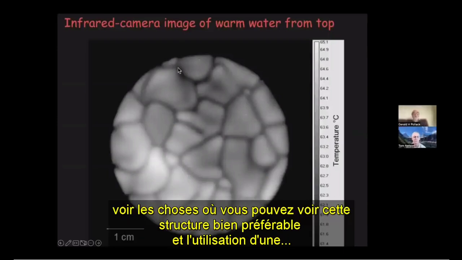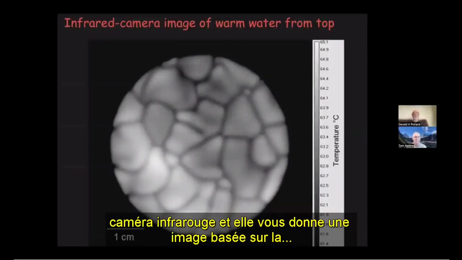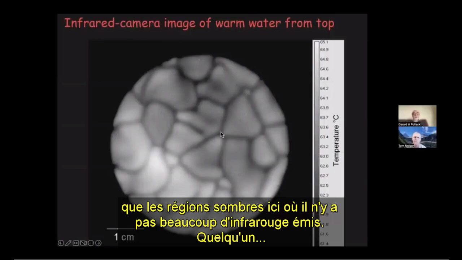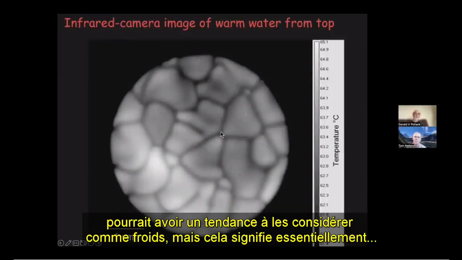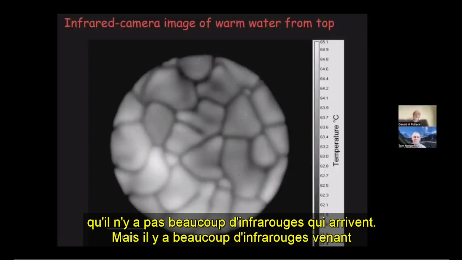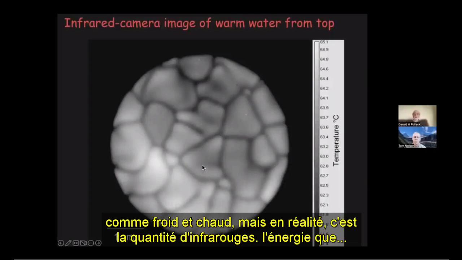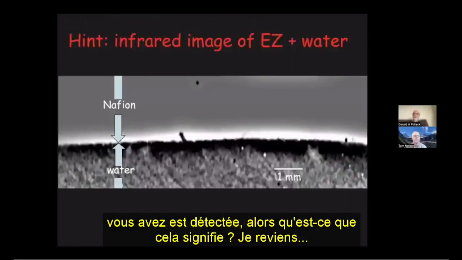Now, another way of looking at it where you can see this structure a lot better is using an infrared camera. And the infrared camera gives you an image based on how much is being emitted in terms of infrared wavelengths. And you can see that the dark regions here, there's not much infrared being emitted. Someone might have a tendency to think of them as cold, but it means essentially that there's not much infrared coming, but there's lots of infrared coming from in between, from the island in between. And we would reflexively interpret this as cool and hot, but in actuality, it's the amount of infrared energy that is being detected. So what does that mean?